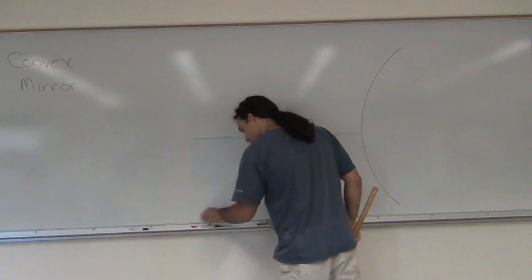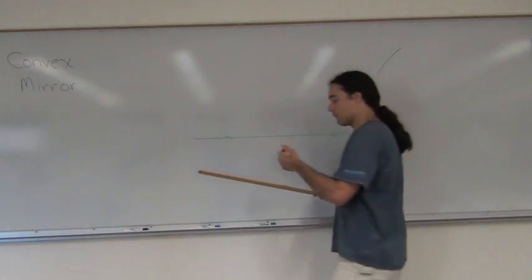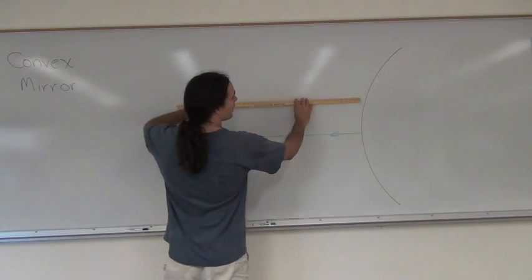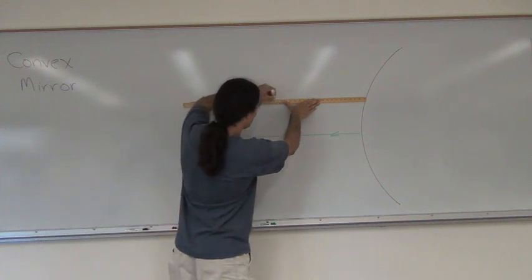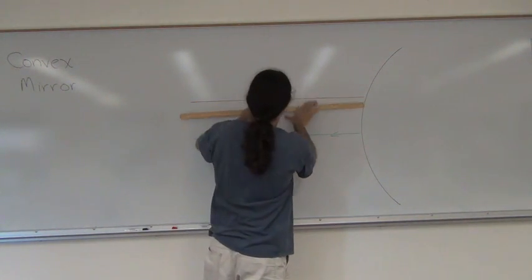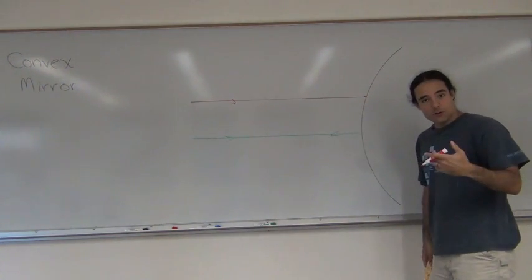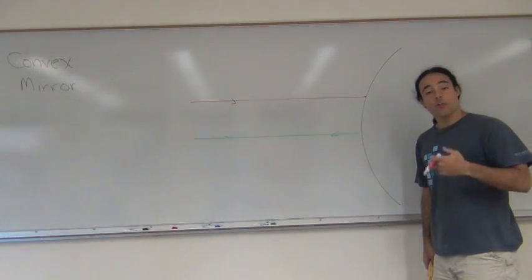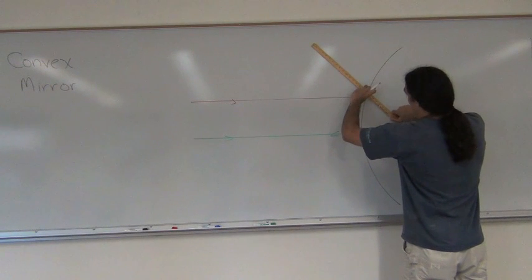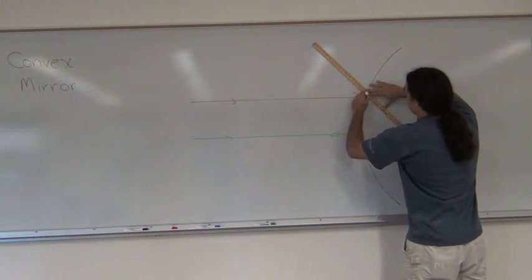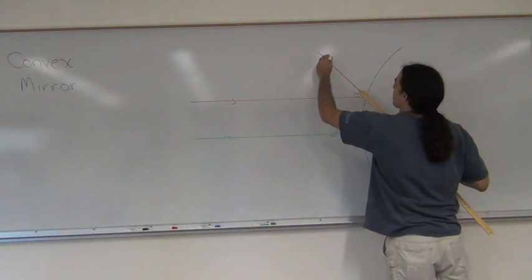I'll do my next line in red. As before, I'm going to have my red line come in a little bit higher, still coming in horizontally. And I hit the mirror at this point. As always, the angle of incidence is going to equal the angle of reflection. So if I draw the normal there, then I can make my angle of incidence equal the angle of reflection.